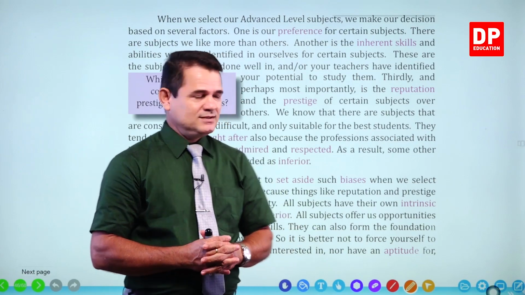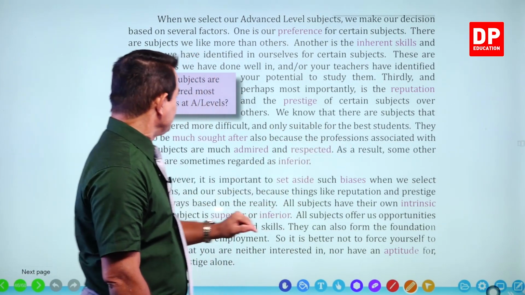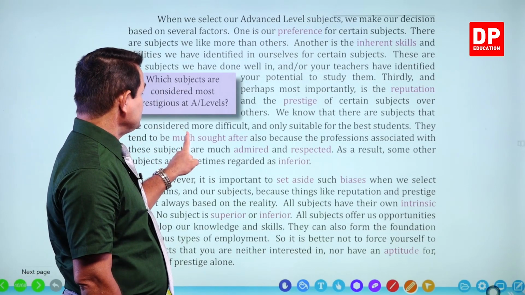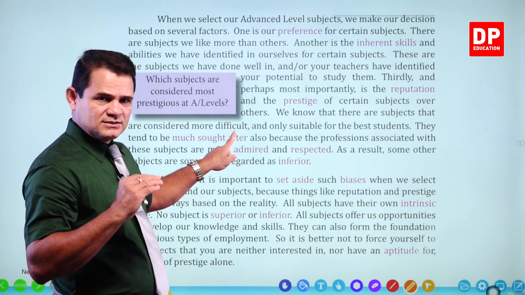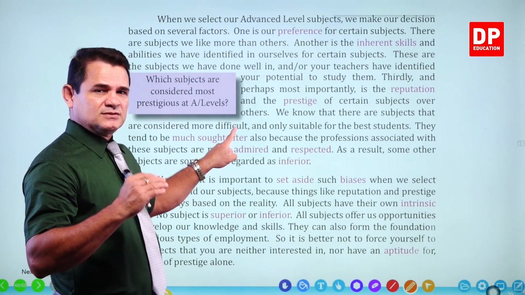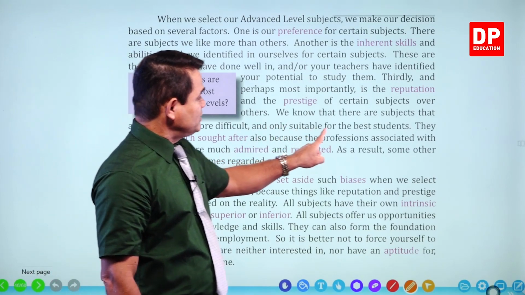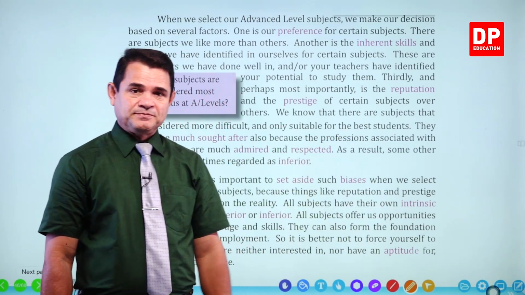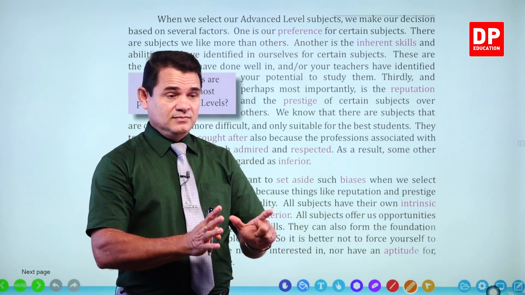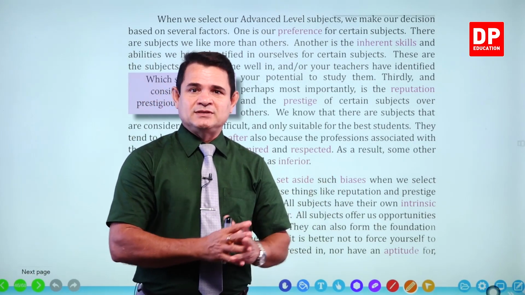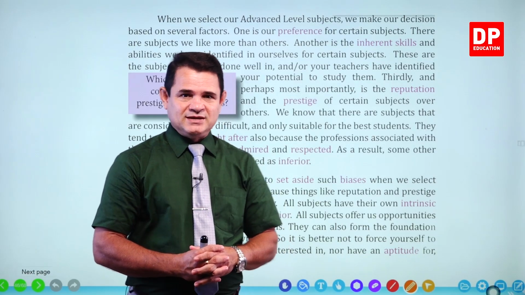to do A level. We know that there are subjects that are considered more difficult. We know there are subjects සමහර විෂයන් තියෙනවා considered more difficult and only suitable for the best students. සමහර විෂයන් ගොඩක් අමාරුයි. ඒවා සුදුසු වෙන්නේ හොඳම ළමයින්ට විතරයි. එහෙමත් හිතනවා.